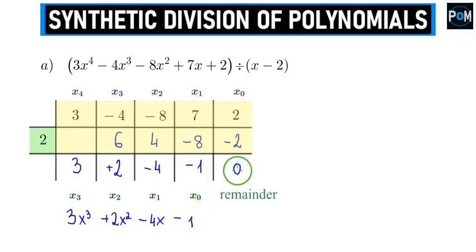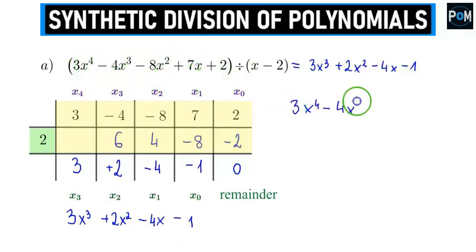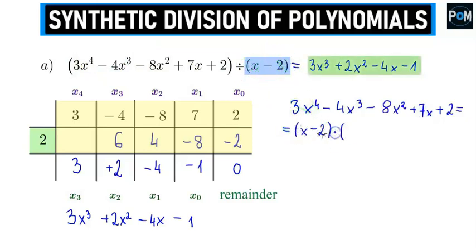This column is the remainder of the division. In this case, the remainder of the division is 0. Thus, we can write here that the result of this division gives us such a polynomial and there is no remainder. At the same time, we need to know that this original polynomial can be written as the product of that which we divided by, which is x minus 2, multiplied by this polynomial, which is the result. That's the end of this example.